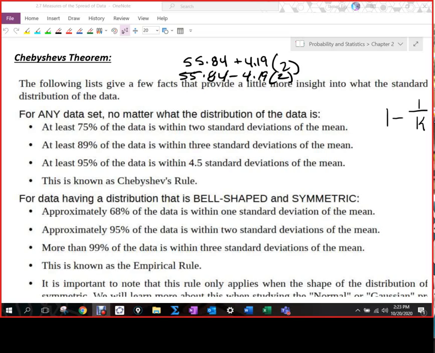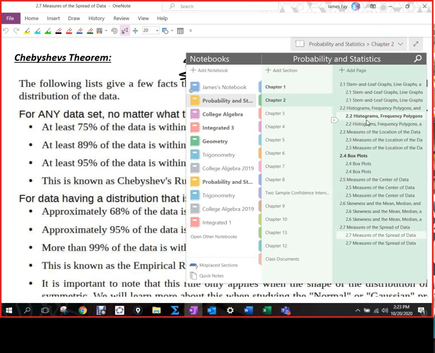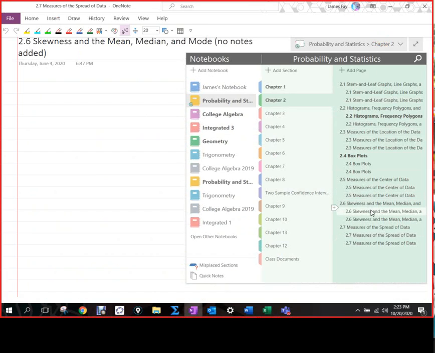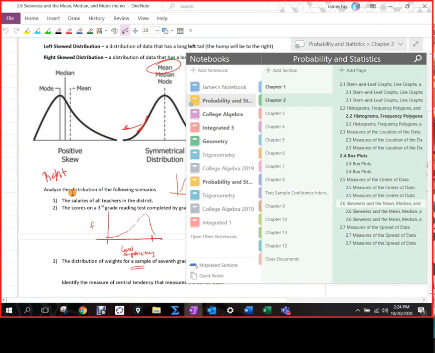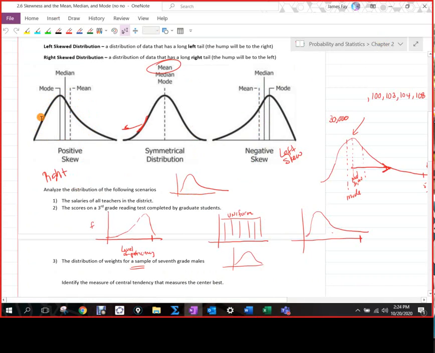The empirical rule stated that if your data is bell-shaped and symmetric, and the actuality is that it just has to be somewhat normal. That's the word we're going to use eventually to refer to bell-shaped, meaning that if we go back to the skewness, we don't want things like this one on the left or this one on the right. We're looking for something like this.